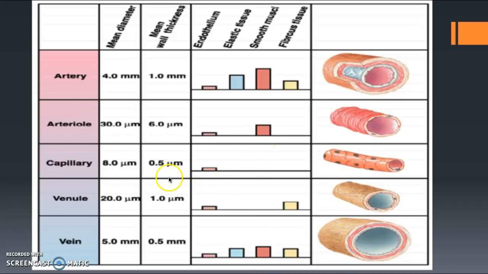And the capillary is 8 micrometers in diameter and 0.5 of a micrometer in thickness, and this means that they are only 1 cell thick. And this also helps with gas exchange. And also, if you notice here, they all have an endothelium layer, which is all made up of endothelial tissue, and this helps to create less friction between the blood.